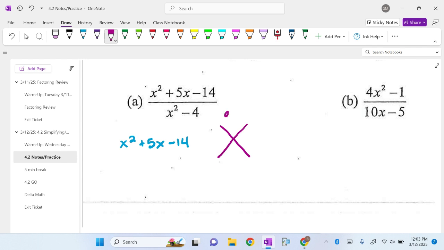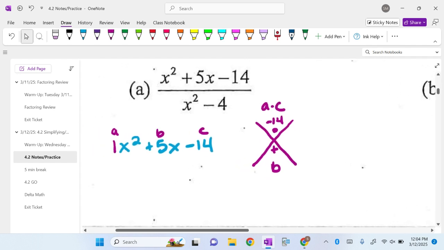A times C still goes on top. B goes on the bottom. I'm looking for where it multiplies to A times C and adds to B. So what is A times C here if I label them A, B, C? Don't forget there's an unspoken 1 here. What's A times C? Negative 14. And what's my B value? 5.